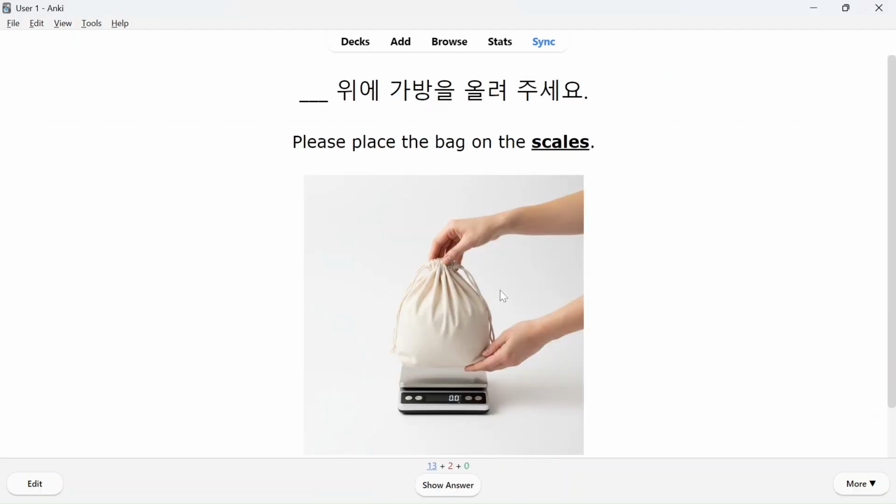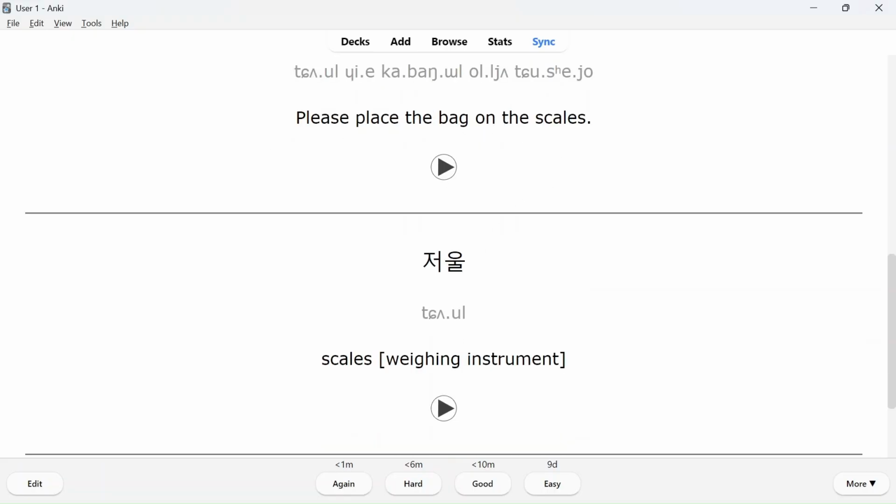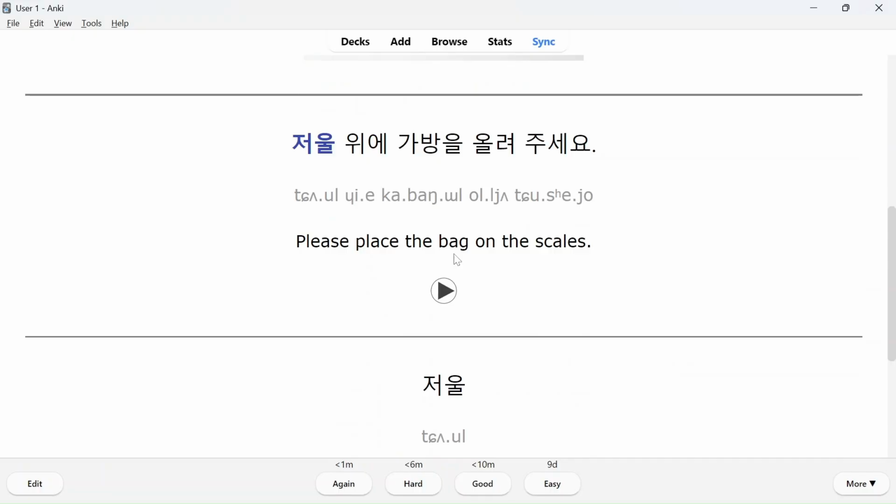Let's do another one. Please place the bag on the scales. How do you say scales? 저울 위에 가방을 올려주세요. 저울. Great.